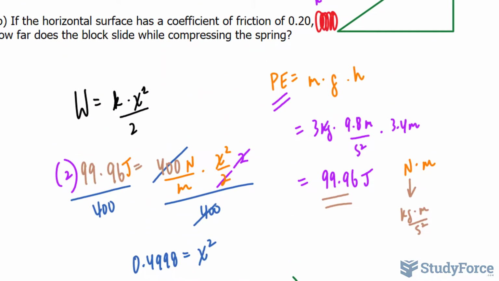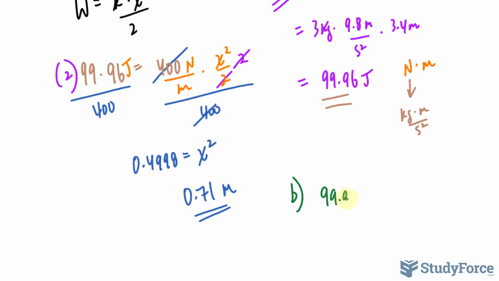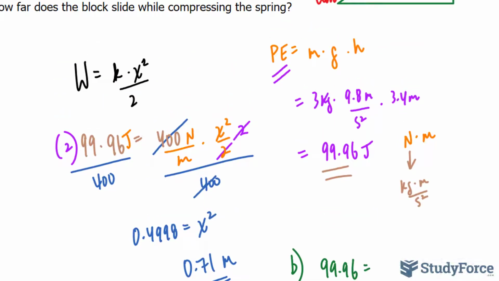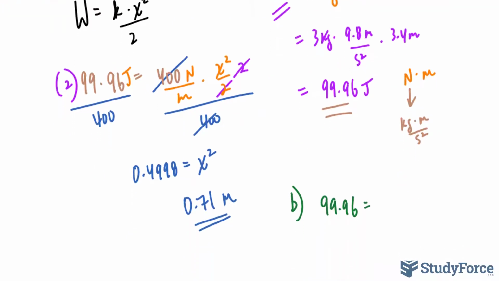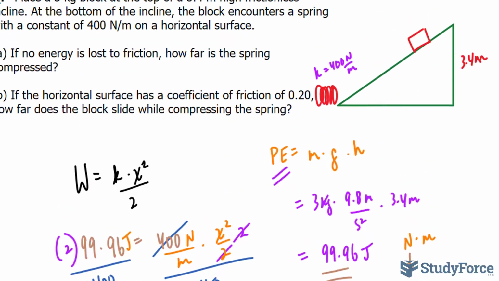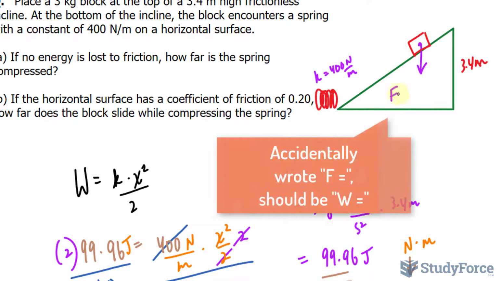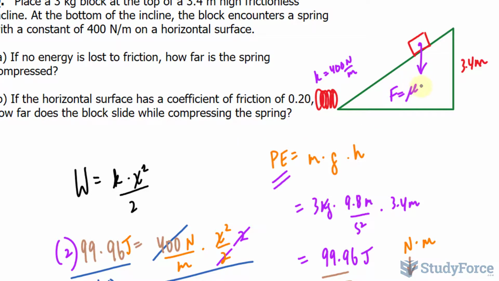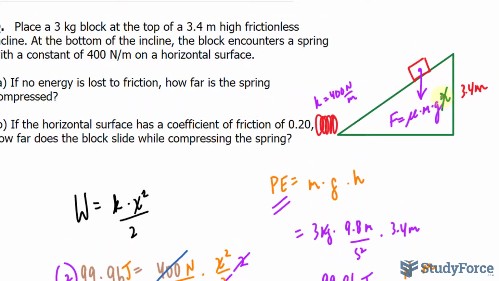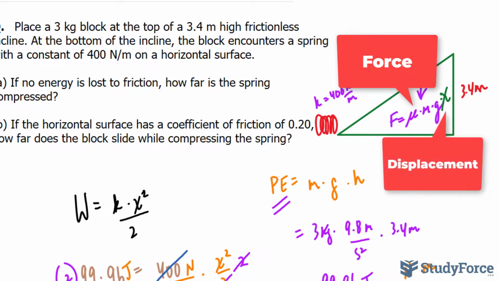Remember, the potential energy we calculated was 99.96, and that's going to equal the amount of work required to compress the spring, represented by this expression, plus the amount of work required to overcome the friction. Here's how we represent that. W is equal to the coefficient of friction, which we represent as the letter mu, times mass, times the acceleration due to gravity, times x. Remember, the variable x represents the displacement. Work is always calculated by taking the force times the displacement.